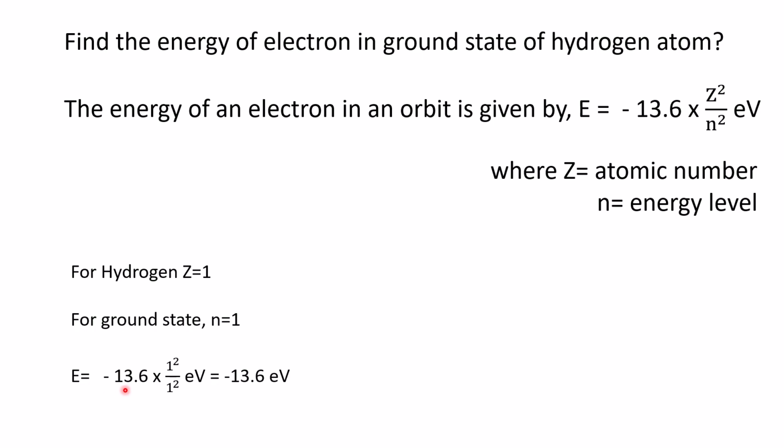So E equal to minus 13.6. Instead of Z we can put 1, and instead of N also 1. So the answer is minus 13.6 electron volt.